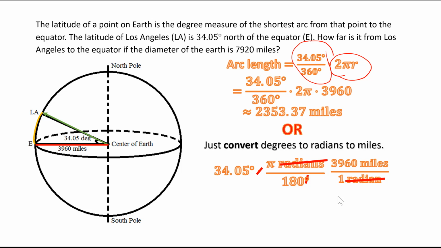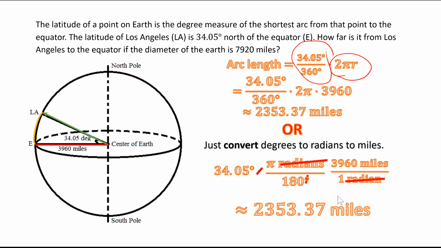So we just multiply 34.05 times pi times 3,960, and then we divide by 180, and we get the same answer we got before, but it's another way to think about it. We're just thinking about this now as changing degrees to miles or whatever distance we're talking about using radians. We go through radians, we change degrees to radians, and then we change radians to a distance.